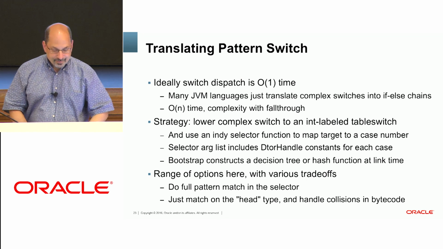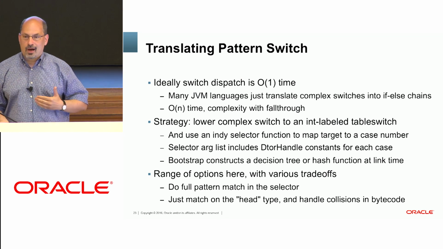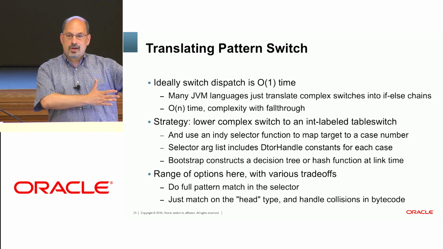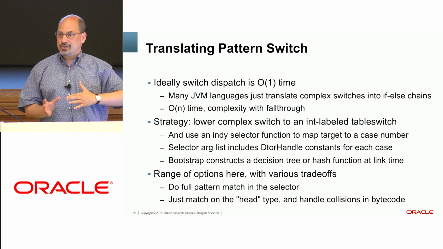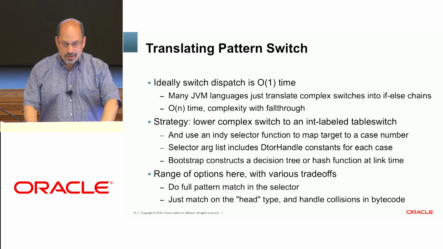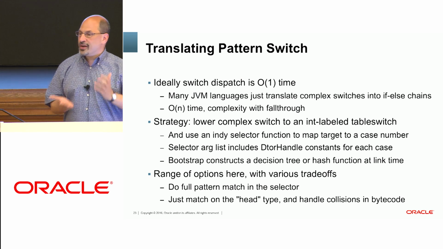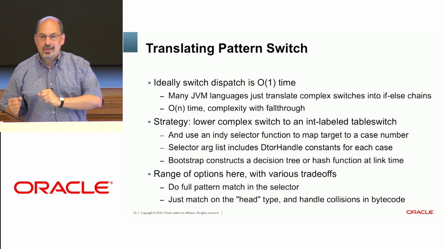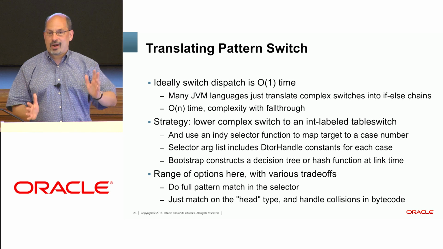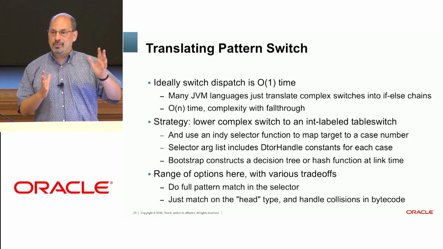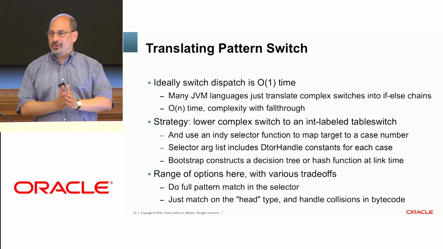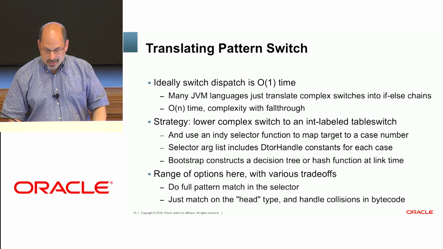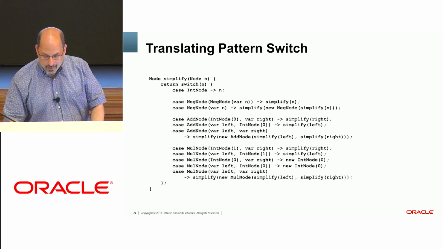Right? So there's a whole range of translation options, in how fancy we get, how much work is done by the bootstrap versus how much work is done by the generated bytecode. So we haven't quite figured out where we're going to land on that, but it's really nice that you can pass a complete description of all your patterns, no matter how complex, to one bootstrap, and it could, if you got fancy enough, just build the decision tree at first invocation time. So here's an example of what I mean.